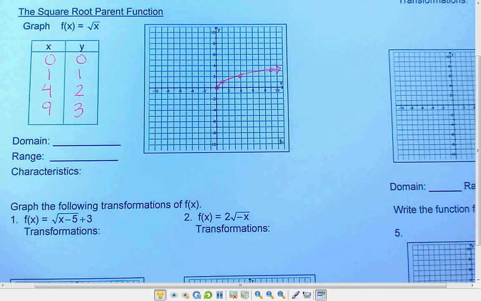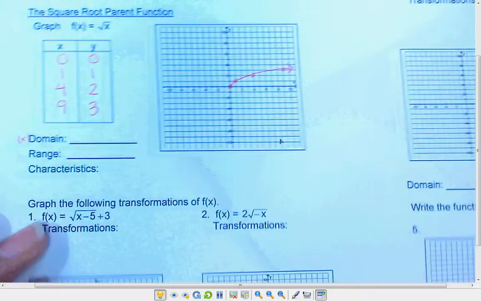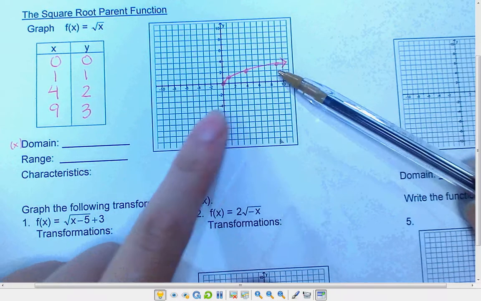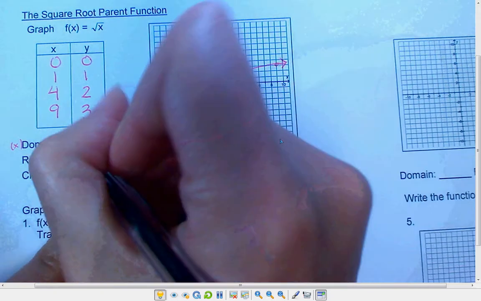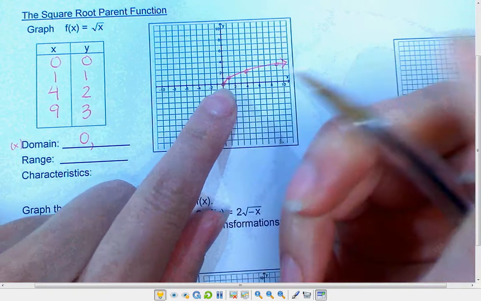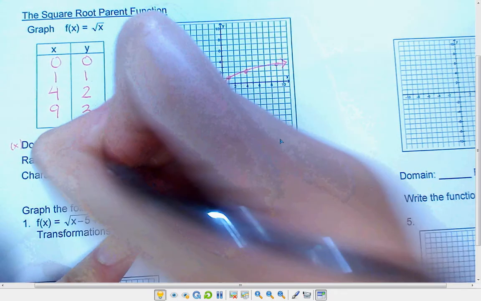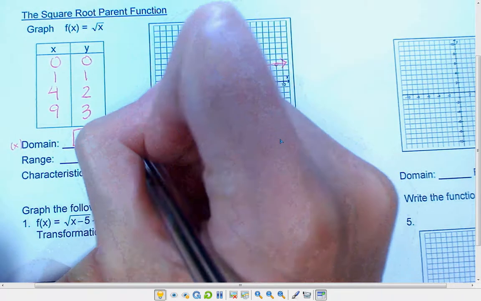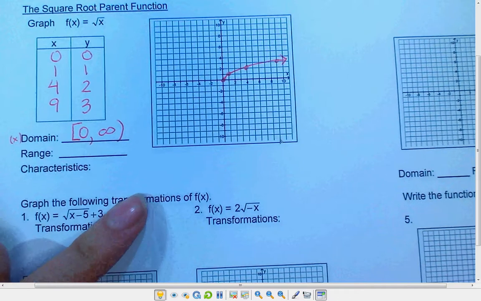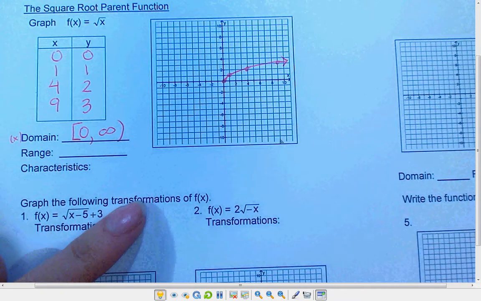Looking at this, let's find our domain and range. So our domain, which is our x values, if we look at our x's, the leftmost point here starts at 0. It is a closed circle, so bracket. And then the arrow means that we keep on going to the right, so it's going to go all the way to infinity. So we're going to use a parenthesis because it's infinity.